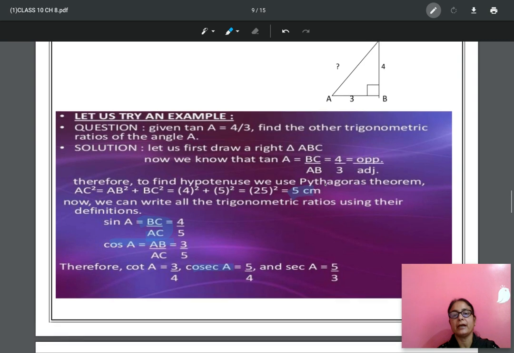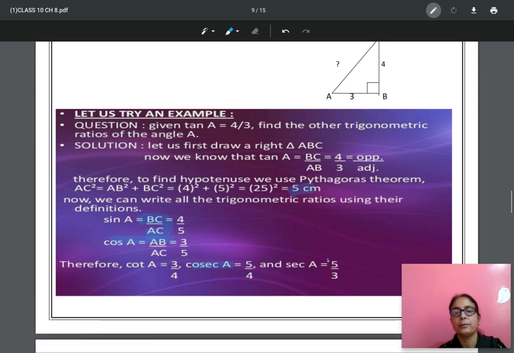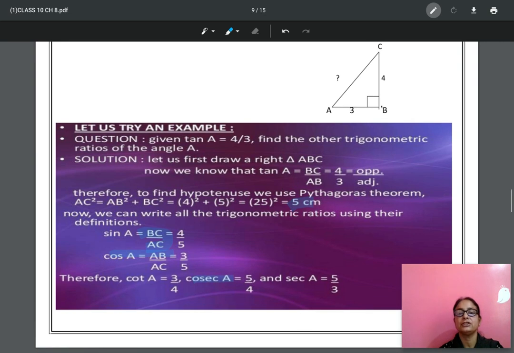Now I will take one example and explain how, in problems, you have to find all the ratios. Here a very simple question is given: tan A is equal to 4 by 3, and you have to find the other six ratios. To find the other six ratios, you should always know the measurements of all three sides. Here the condition is given that triangle ABC is a right angle triangle at B.